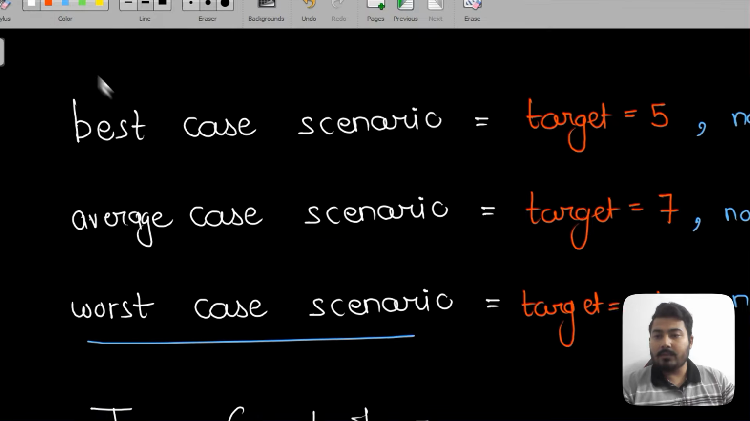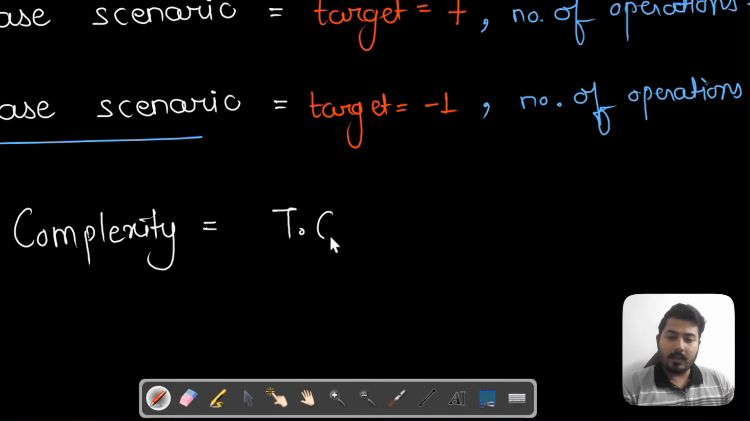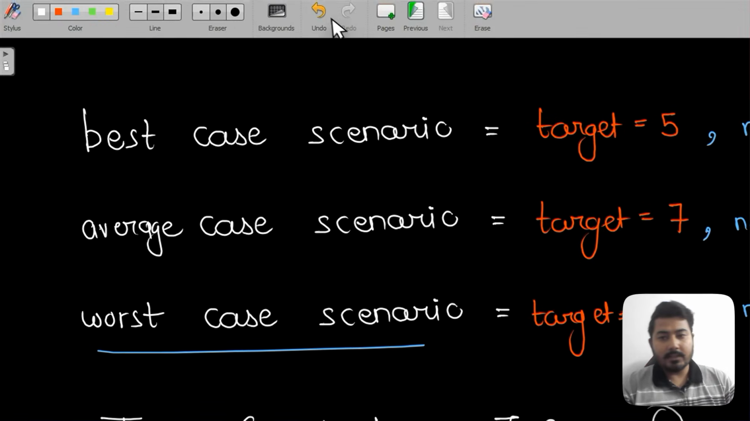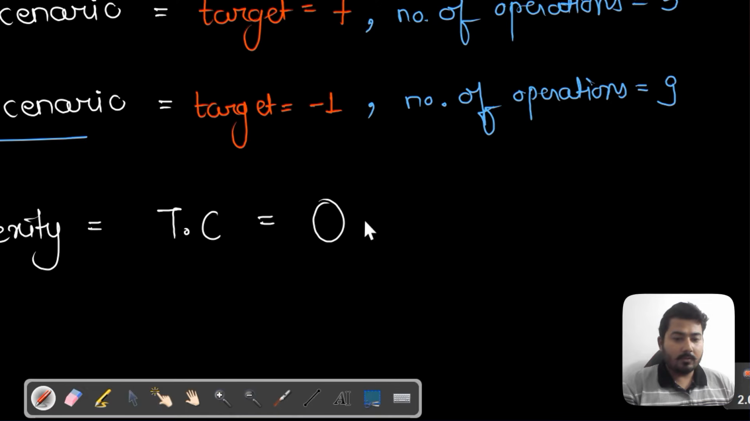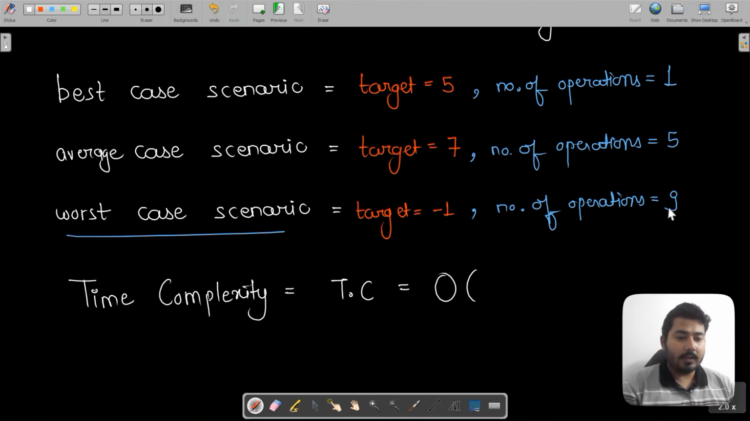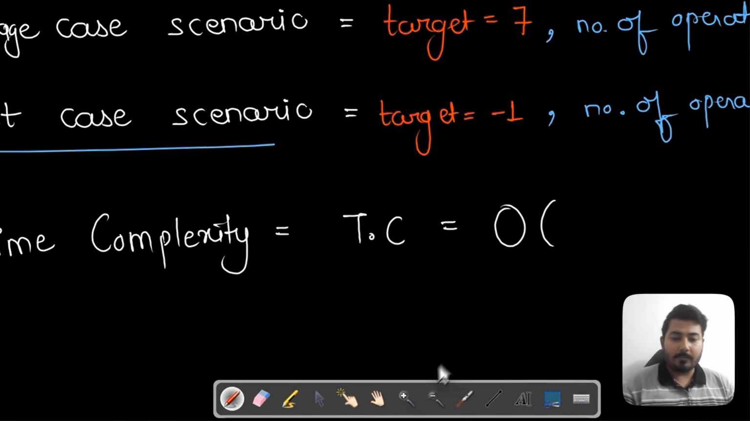How do you tell the time complexity? Whenever someone asks what is time complexity, in short TC, you write Big O, and then in brackets, what is the number of operations it took? It is actually 9. But you cannot write down an absolute value here. You cannot write down a number here. I told you, you have to use a variable.